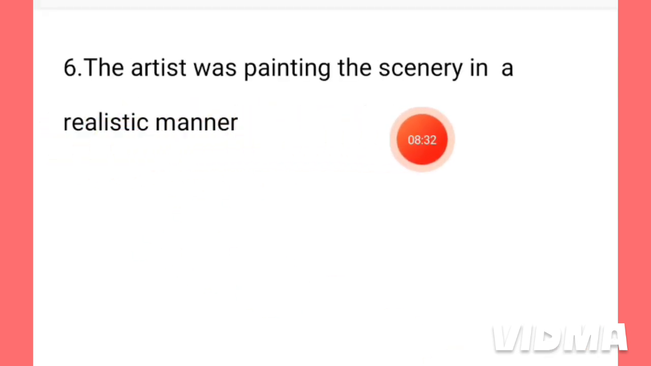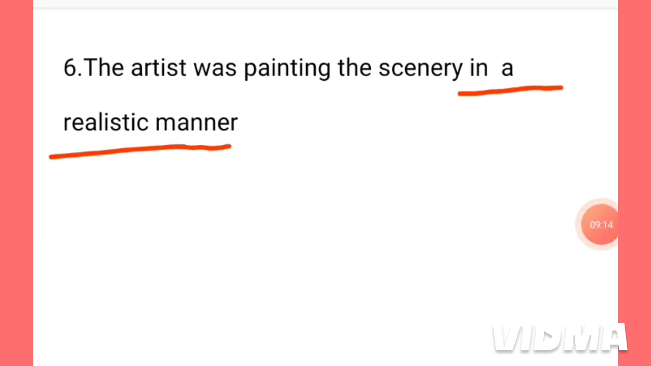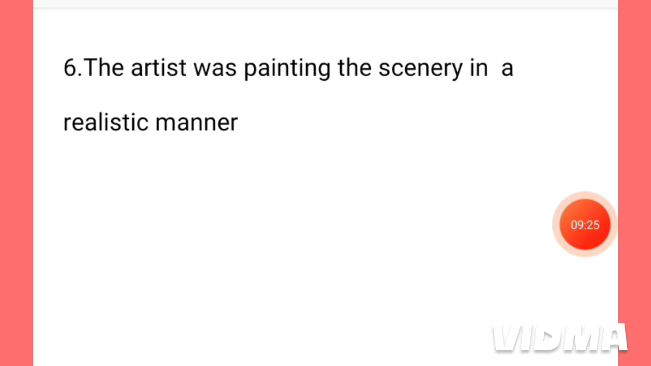The artist was painting the scenery in a realistic manner. Actually, if we identify the parts of speech here, the artist is the subject here, was is the auxiliary verb here, painting is the main verb here. What was the artist painting? He was painting the scenery. So the scenery is the object here, and in a realistic manner is an adverbial phrase here. We have to work mainly on this part of the sentence.